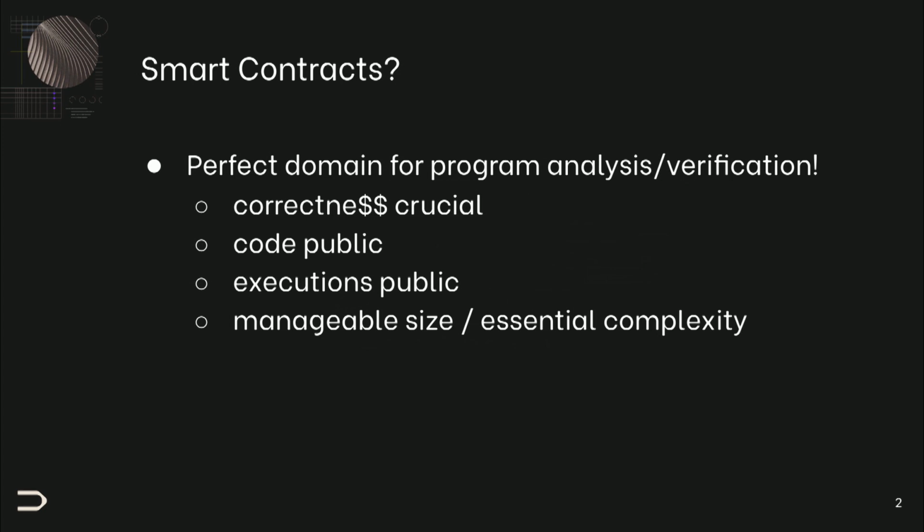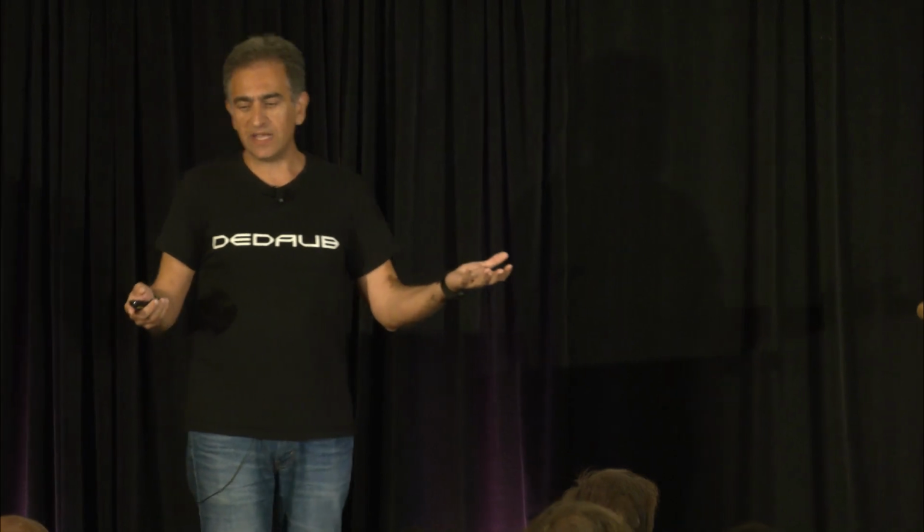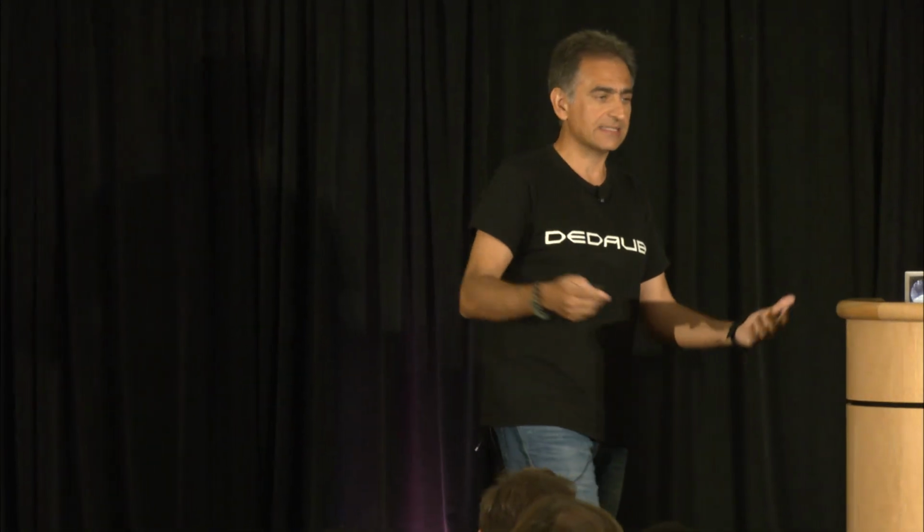It means money. All the code is public. There aren't many domains where we have that as program analysis researchers. All executions are public. There are zero other domains where we have that. And everything is of fairly manageable size, and it's distilled down to its essential complexity because you want to minimize the attack surface. So it's great to be doing research on smart contract analysis.